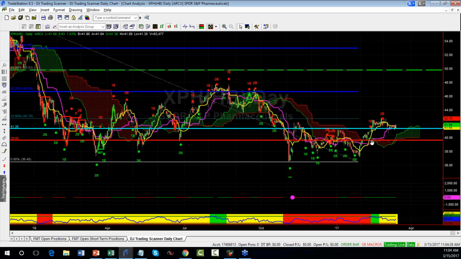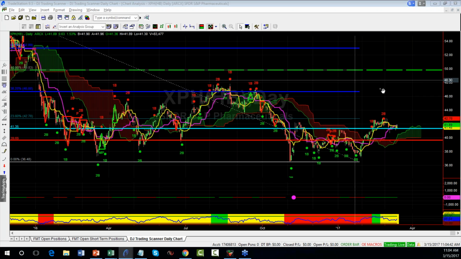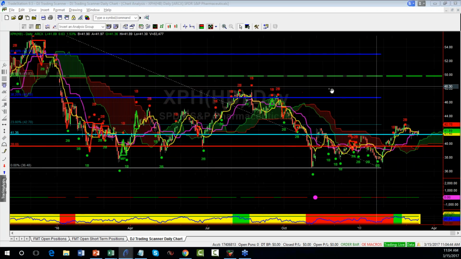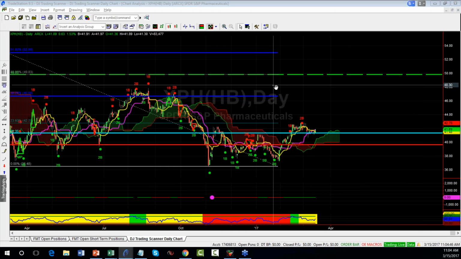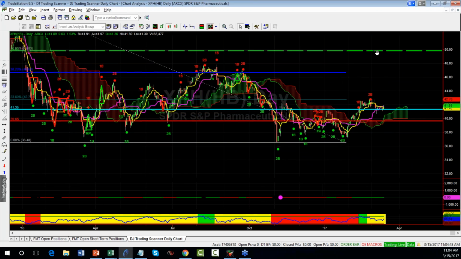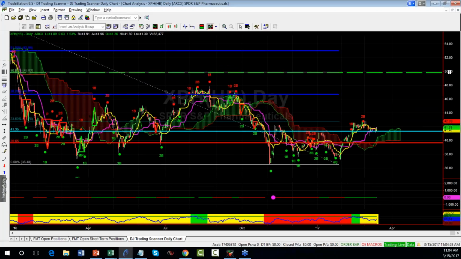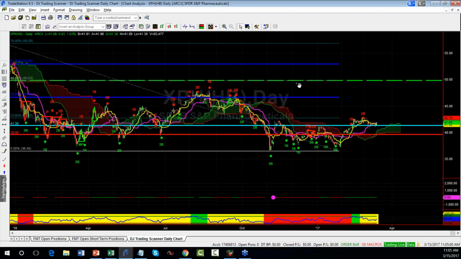I got an initial stop down here, 39.65, and I got a target price on this using my analysis methods. What is that target price? It is 49.83. It's this dashed green line. So I annotate my charts this way. This blue line is the entry, the red line is my current stop, and the green line is my target. And you can see I've got Fibonacci retracement lines. That's what these colored lines are.